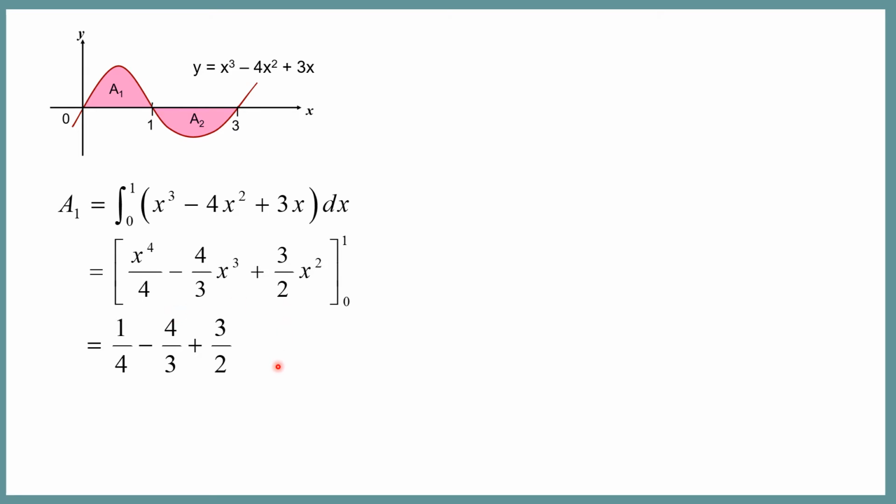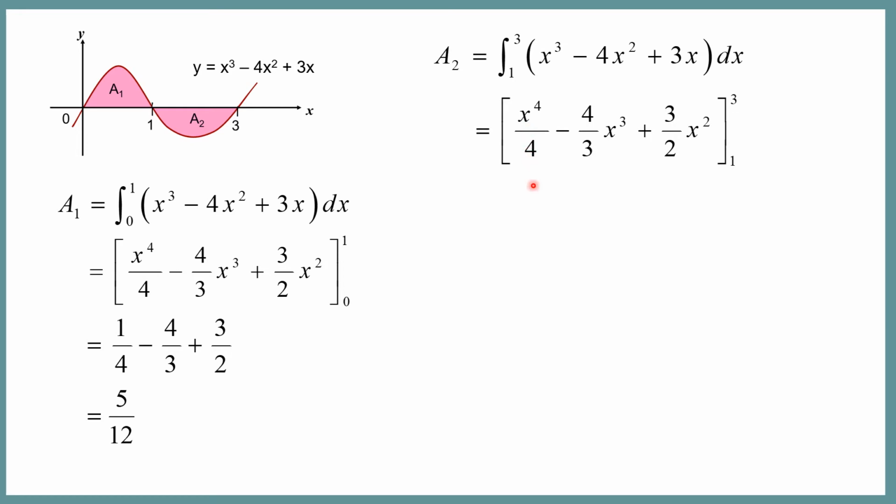Thus, we do not need to write 0. Evaluating, A1 is 5 over 12. Next, to find A2, we integrate the function from x equals 1 to x equals 3. Integrating, we have the same integral.